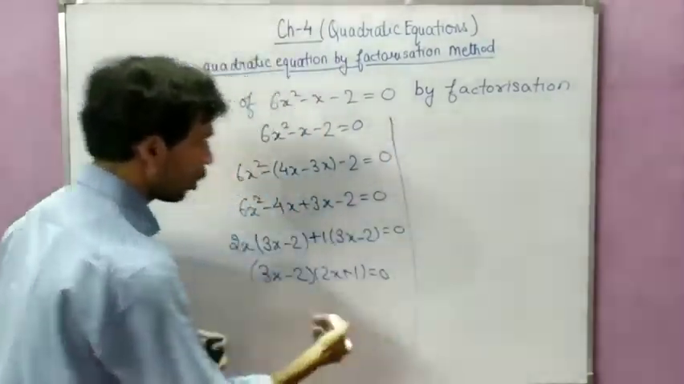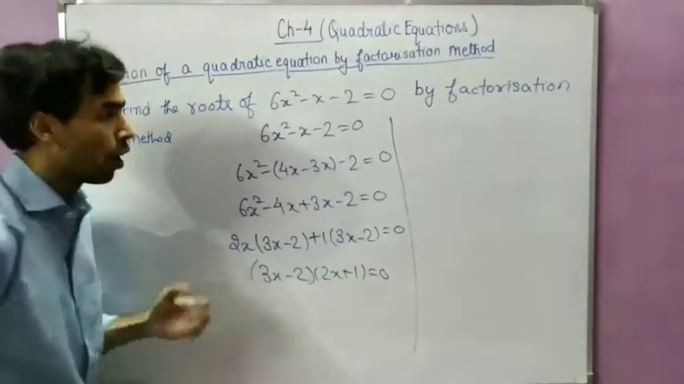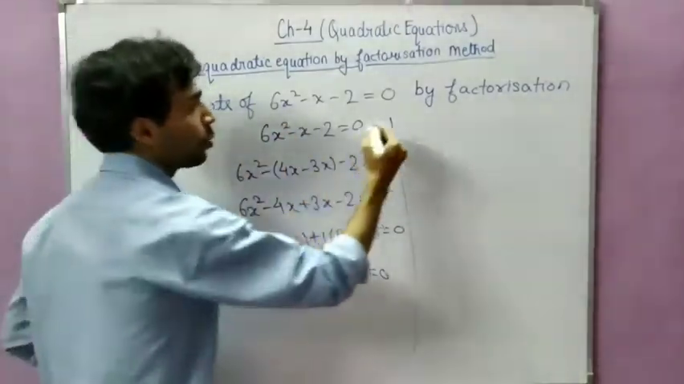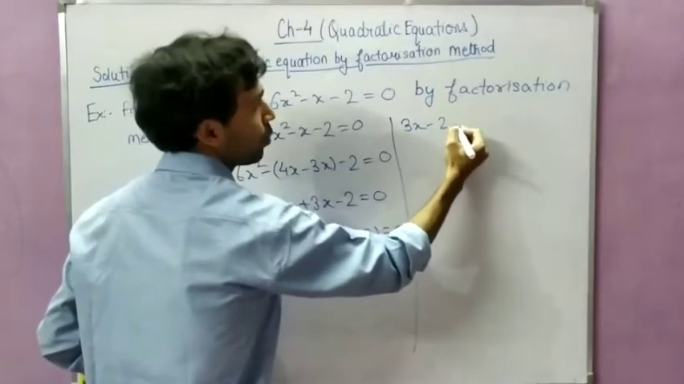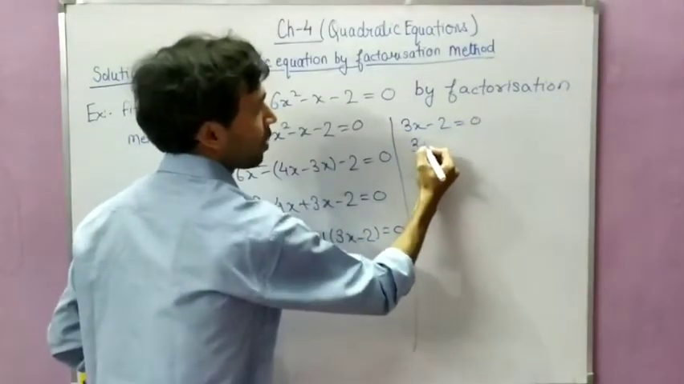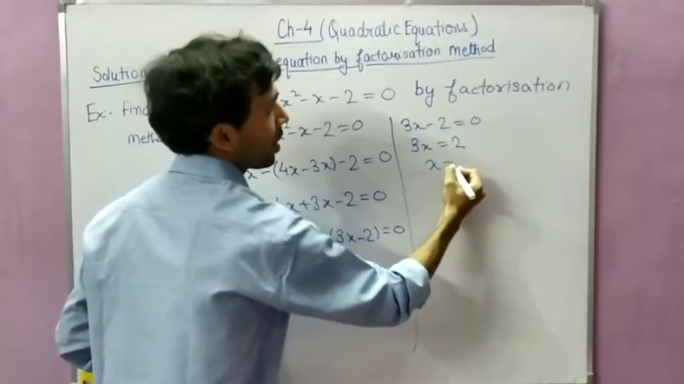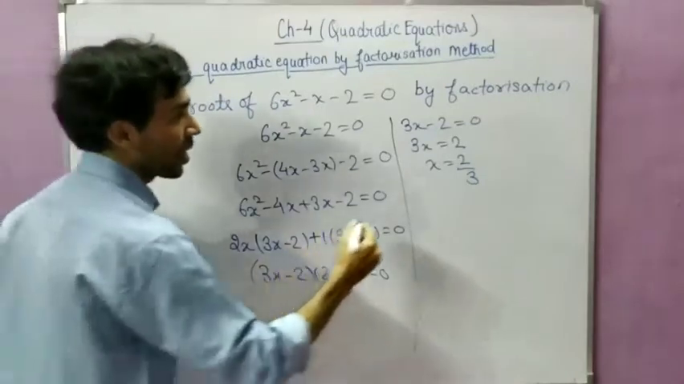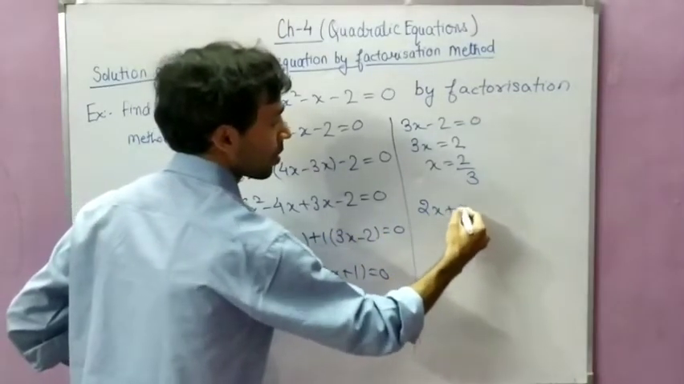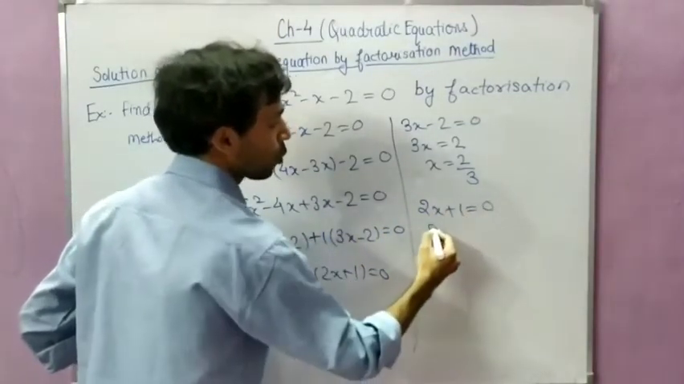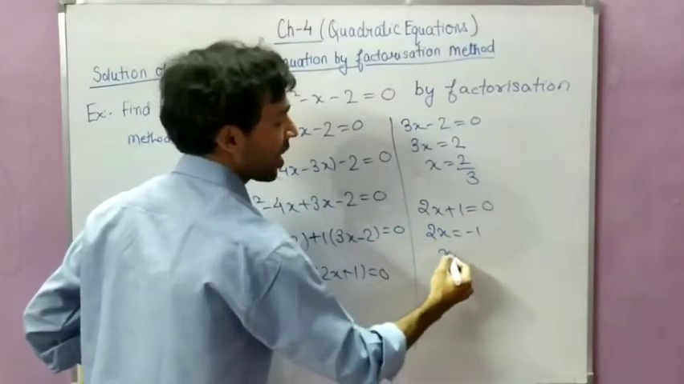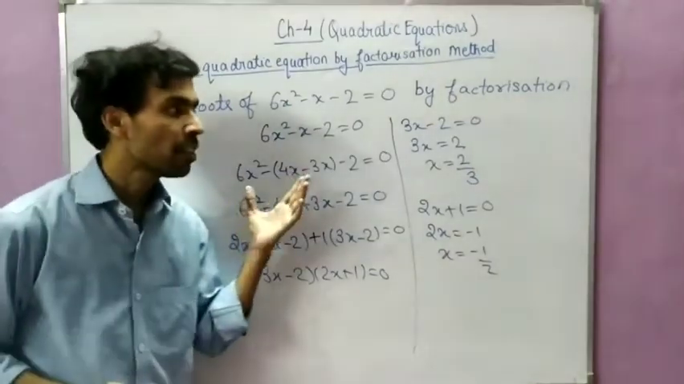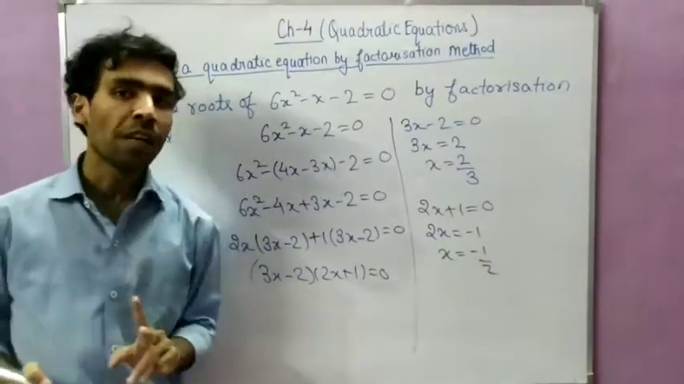Now see students, what we got? Two factors we got of this. So one by one we will equate them equal to 0. So first I will do 3x minus 2 equal to 0. So 3x will be equal to 2. So x will be equal to 2 by 3. This is our first value. Now the second factor, that is 2x plus 1 equal to 0. So 2x will be equal to minus 1. So x will be equal to minus 1 by 2. So see students, by solving this by factorization method, we got two values of x now.